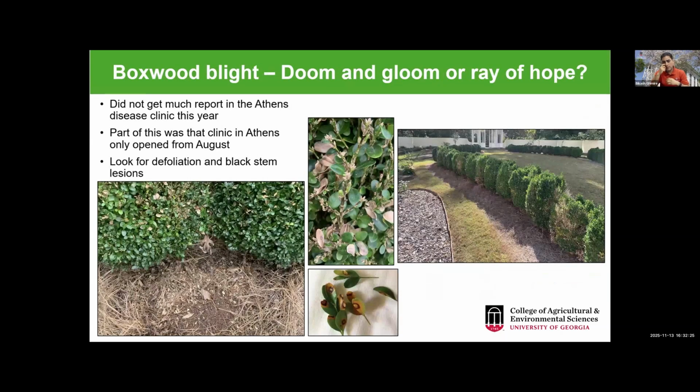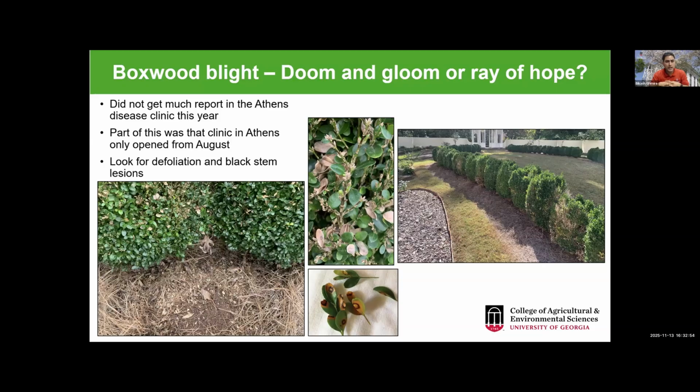And the next one I have now is Boxwood blight, which is a big problem all the time. I'm sure you might have dealt with this pretty often. Interestingly, we didn't see many reports in the disease clinic this year in Athens, and part of that was the clinic was closed because we didn't have any diagnostician. The new diagnostician here in Athens started on August 1. So that's maybe the reason that we didn't see many disease samples this year.